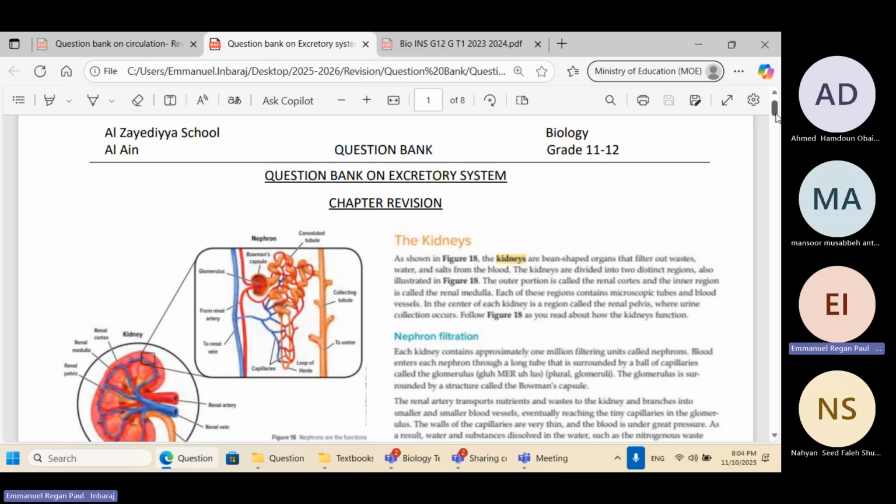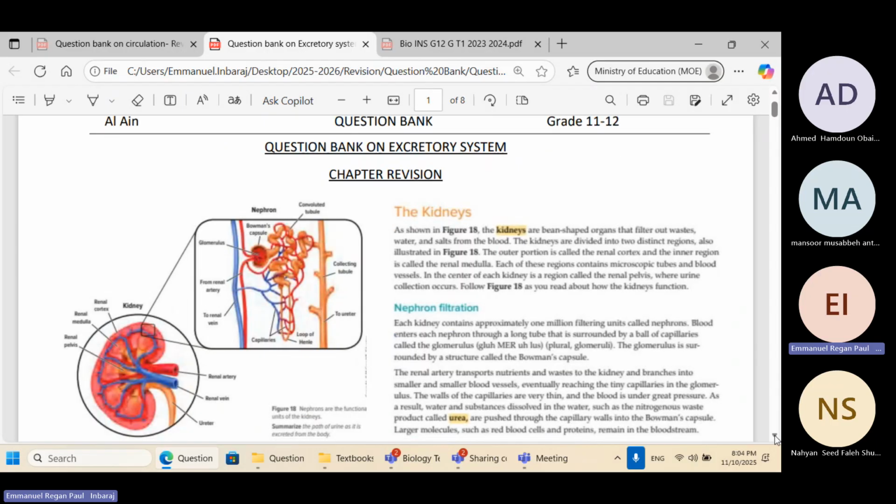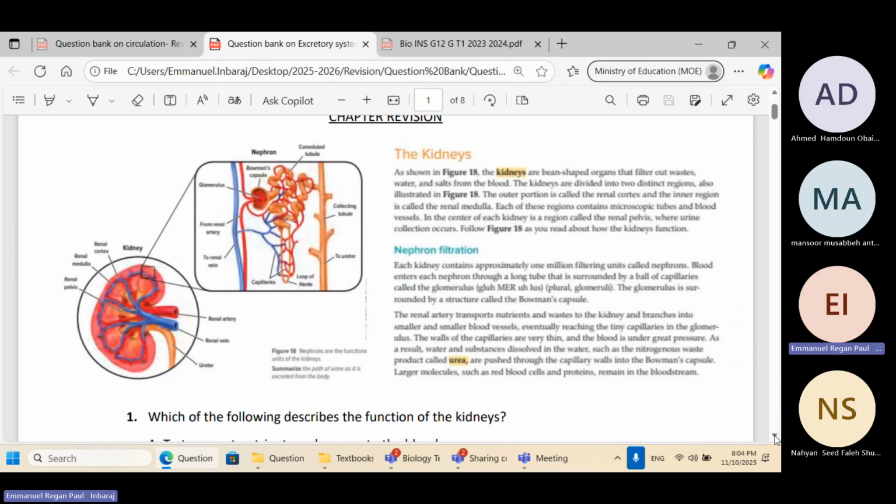So today we are going to revise the excretory system. This is chapter 3 in your textbook. So let's start. See, according to the end of term, this is one of the pictures that you need to learn and understand. Okay, and here are the concepts related to that. So let's look at this picture.